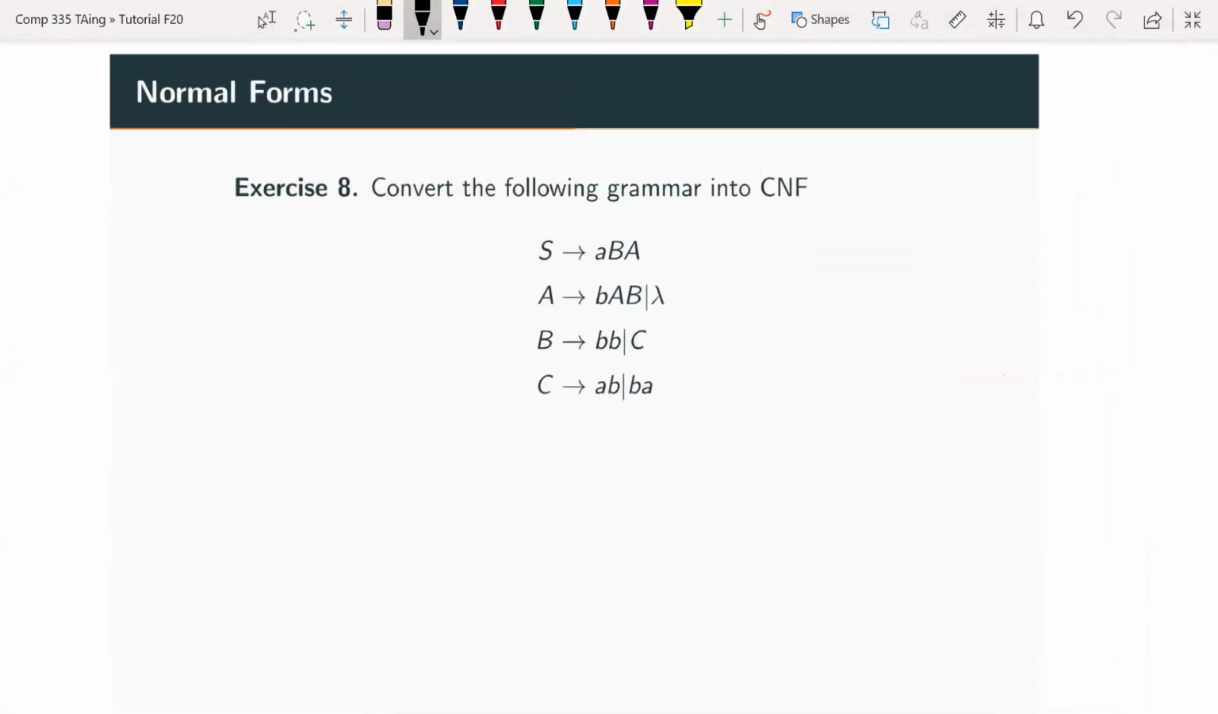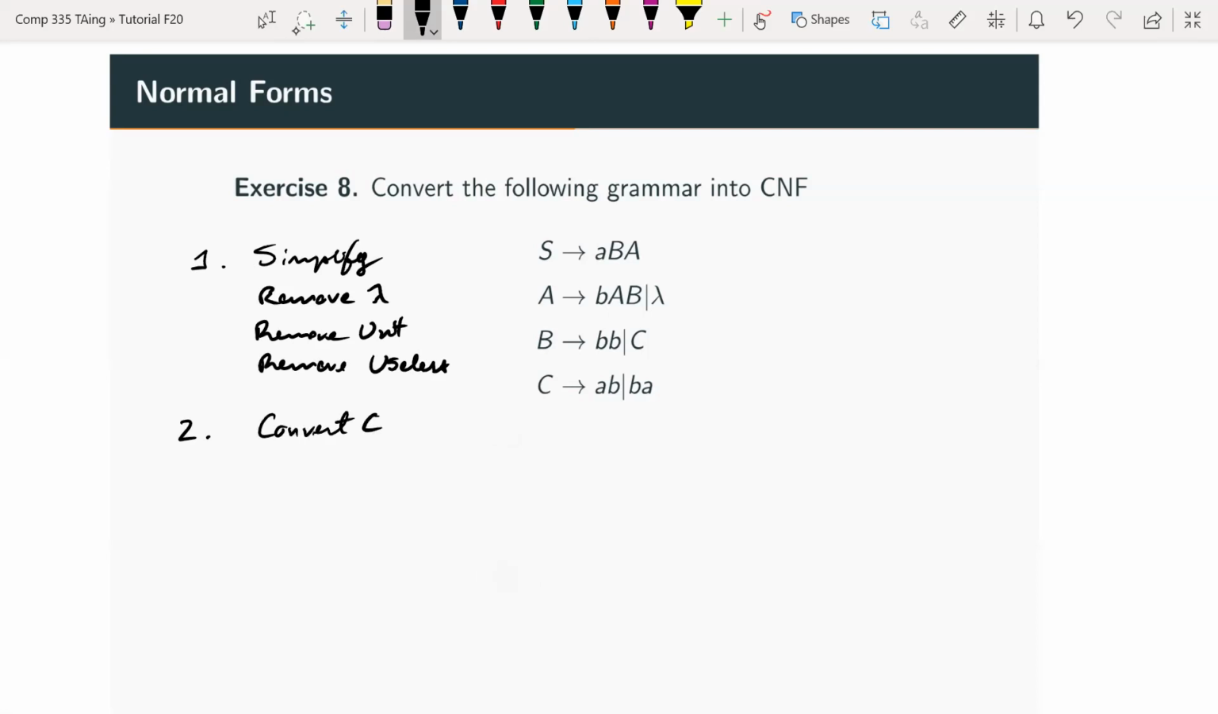maybe just as a reminder, how do you convert a grammar to Chomsky normal form? The first thing is you need to simplify the grammar: remove the lambda productions, then remove the unit productions, then remove the useless productions. It's pretty mechanical. The second thing you do is convert to actual CNF. And how do you do that?